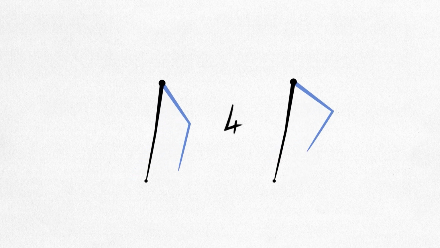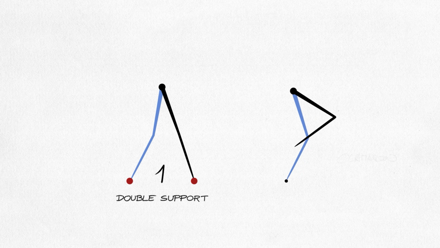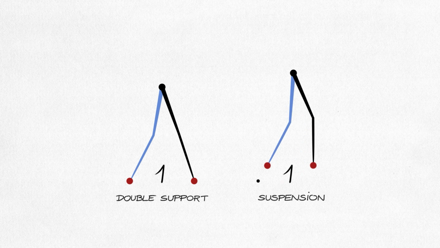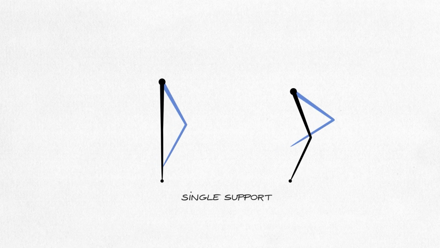Like walking, running is studied in 8 main poses, 4 per step. But instead of showing at least one double support pose per step, it includes at least one suspension pose. In both cases, any pose that is neither double support nor suspension is simply a single support pose.